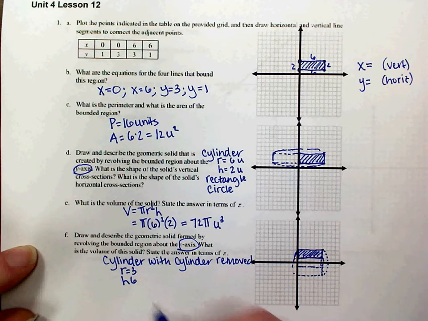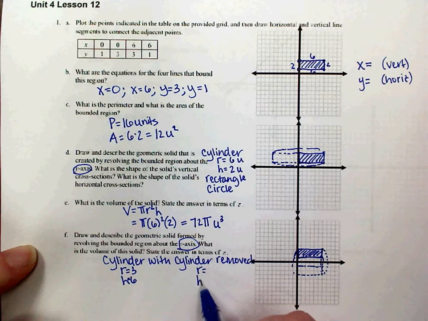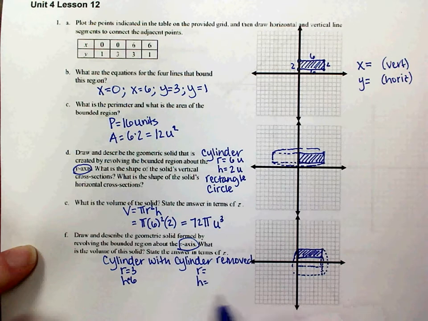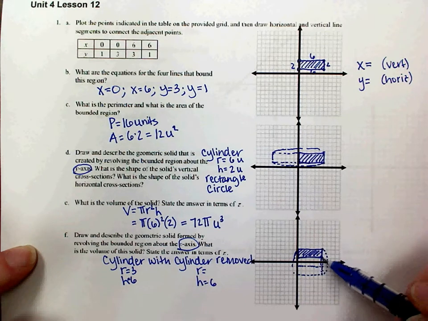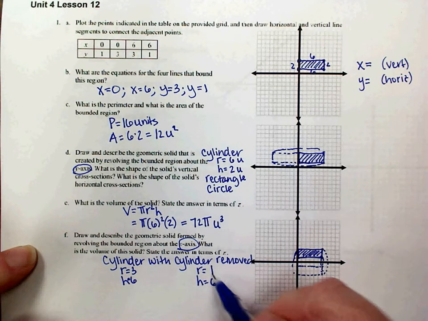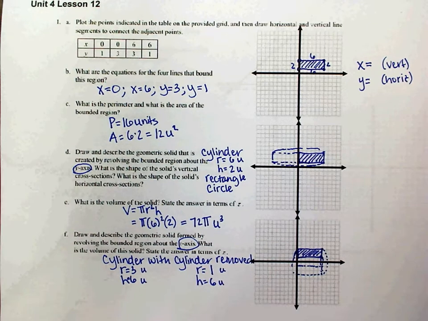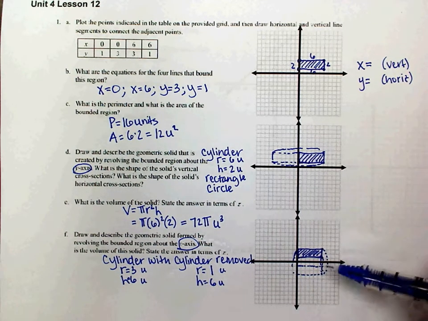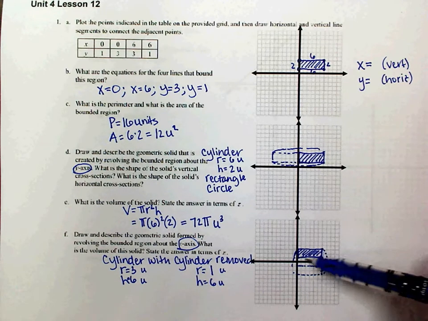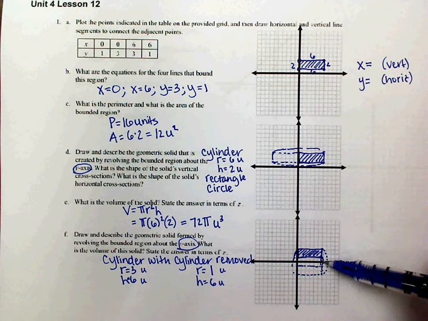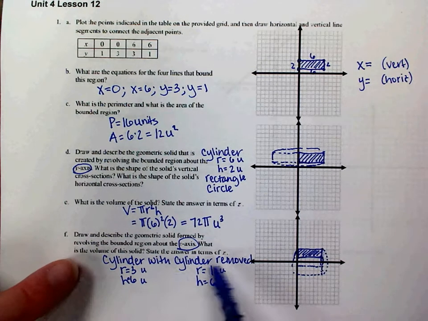The cylinder we're removing is going to have the same height. It's still going to have a height of 6, but its radius is only from the x-axis to this point, which is 1 unit. And I can add units to each one of those. Those are just linear dimensions. Okay, so the large cylinder has a radius of 3 and a height of 6. The small one has a radius of 1 and a height of 6. So then it asks us, what is the volume of the solid?